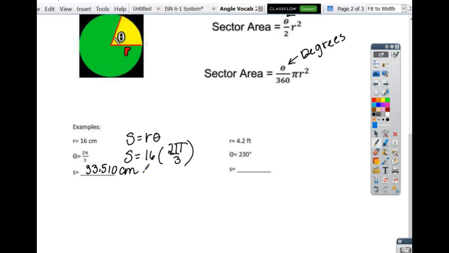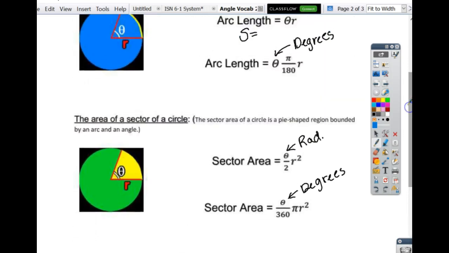So the next one is in degrees. So what changes? I add the pi over 180, right?